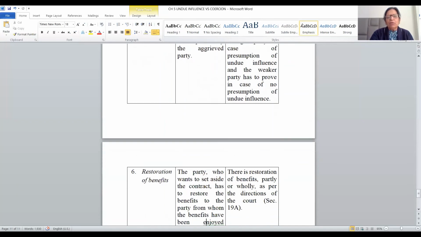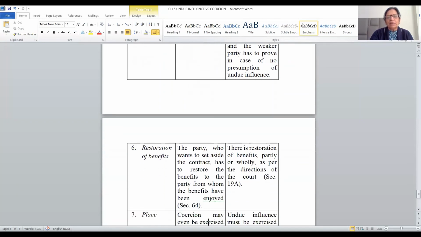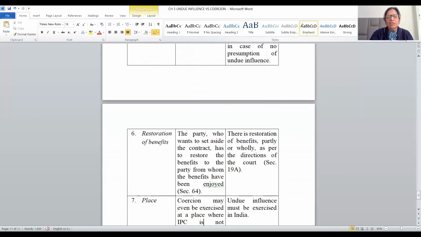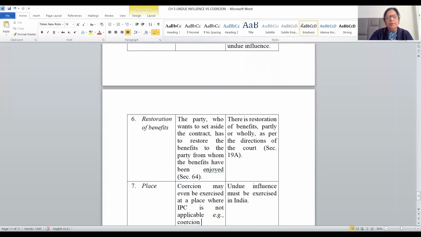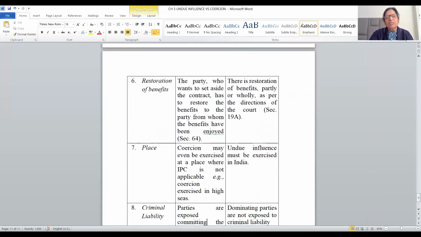The restoration of benefits. The party who wants to set aside the contract on the basis of coercion has to restore the benefits to the other person from whom the benefits have been enjoyed. So in other words, we can say it is section 64 which applies. But here, a party has to restore the benefits as per the directions which are given by the court as per section 19A.